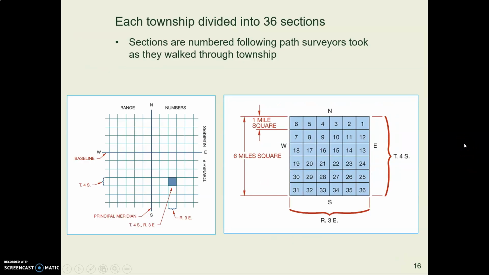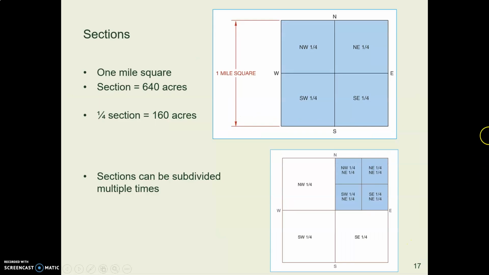Then each of those 6-mile squares is divided into 36 sections, and they are numbered in the order in which those surveyors 200 years ago walked. So they would walk section 1, then they'd go to 2, to 3, they go 6 sections over, then they'd turn and come back 7, 8, 9, 10, 11, 12, then they'd turn and go west again. That's how they are numbered. Each section is 1 mile square. It's a mile high and a mile wide, and that is 640 acres.